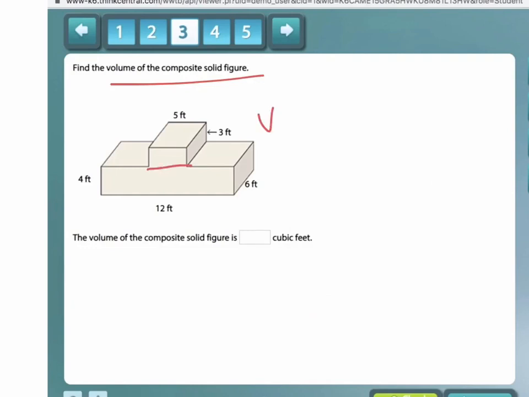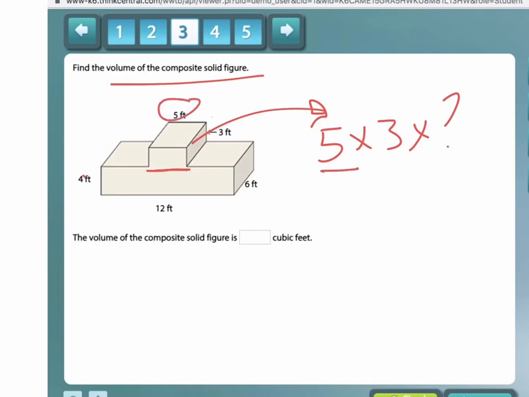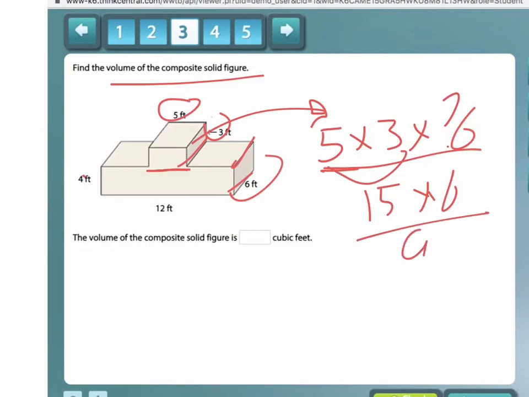So we need to figure out the volume of the top prism and then the volume of this bottom prism. All right, let's take the top little box first. Let's find the dimensions of that box. So we know it's 5 and we know it's 3. So with the 5, height of 3, we don't know the length, but if you just keep looking along parallel lines, you see down here that they give you that dimension of 6. So the volume of the first box is going to be 5 times 3 times 6. 5 times 3 is 15, times 6 is going to be 90, and those are feet, so it's going to be 90 cubic feet.